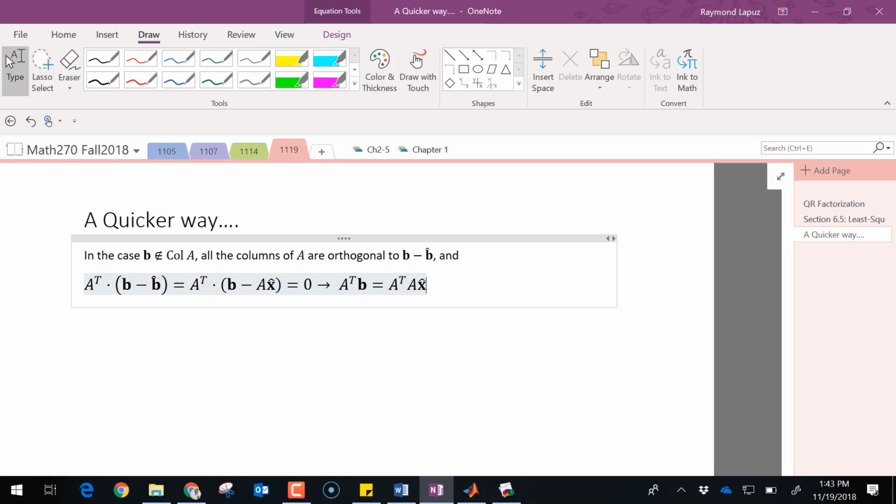In the case where B is not in the column space, then we know that we can find a B hat. We're guaranteed that we can find a B hat. And then B minus B hat, remember, is orthogonal. It's that shortest distance, so it gives a perpendicular to the space. It's in Col A perp. And so it turns out that if we take the A transpose of this thing, it's supposed to be equal to 0 because it's perpendicular.